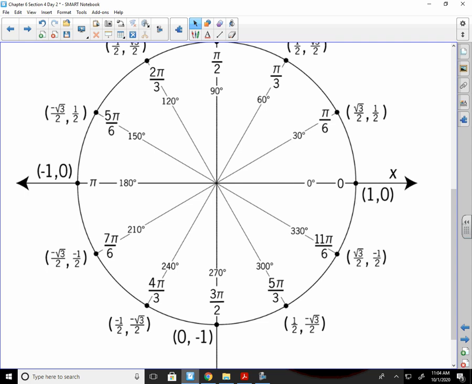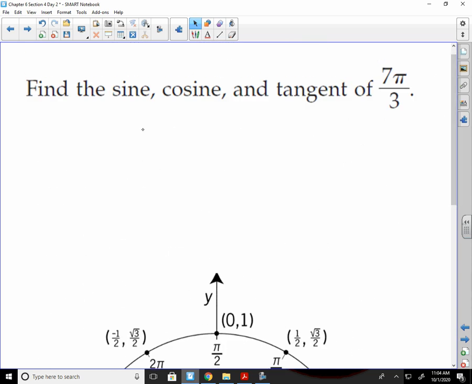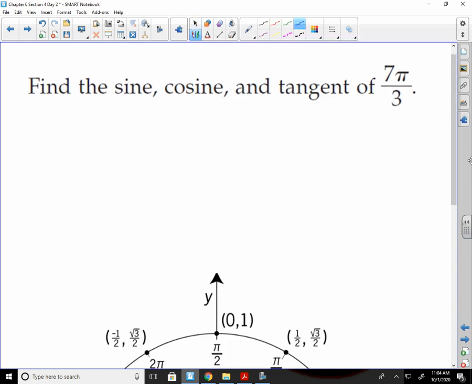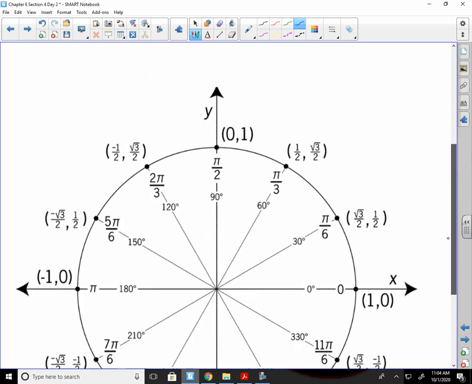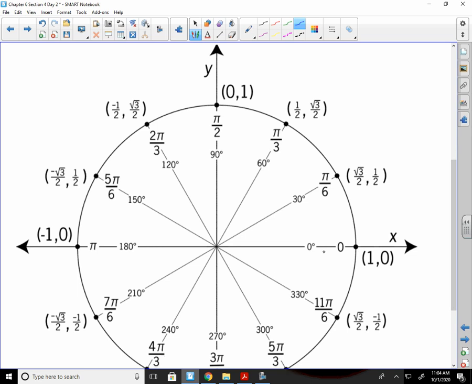So what we should think about is what 6 pi over 3 is. Because I don't know where 7 pi over 3 is, and I don't see 6 pi over 3. So let's think about what 6 pi over 3 is. Well, I could reduce that, and this would just be 2 pi. And where's 2 pi at on our unit circle? It's right here back at 0. 0 and 2 pi are the same thing.